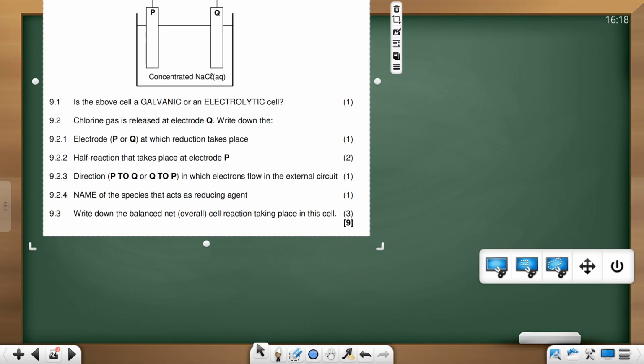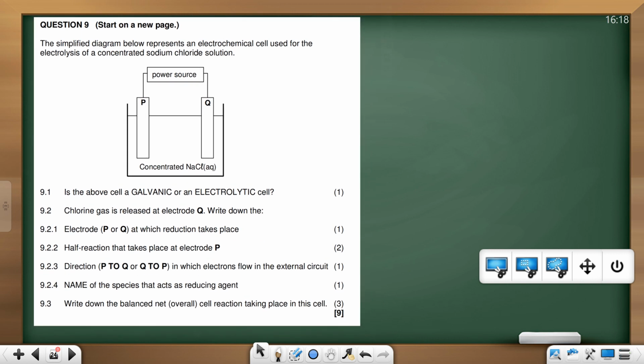All right, let's answer this. We're going to do this very fast and then we'll be done with electrolysis. I'll just tell you the other processes.